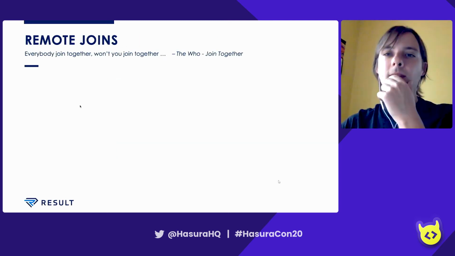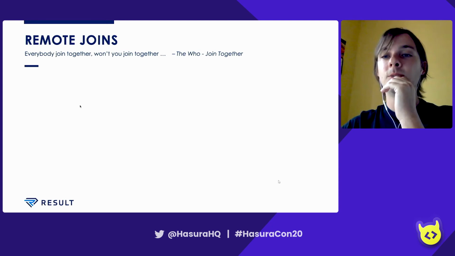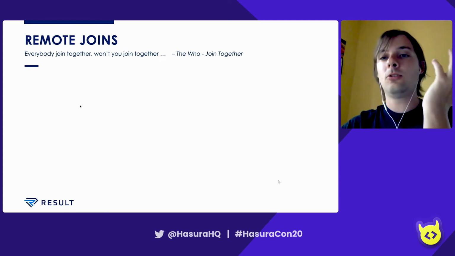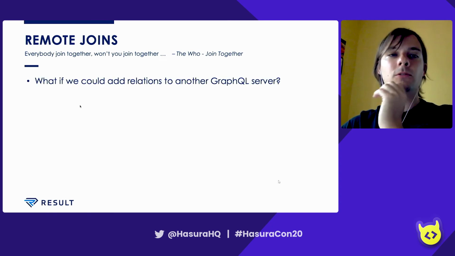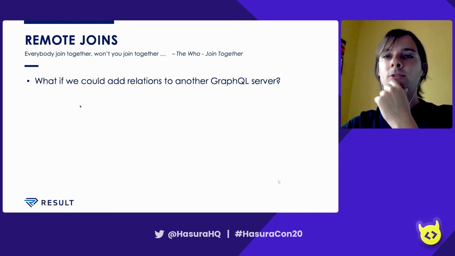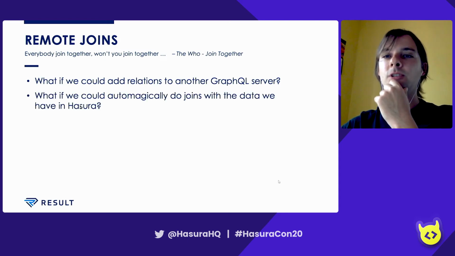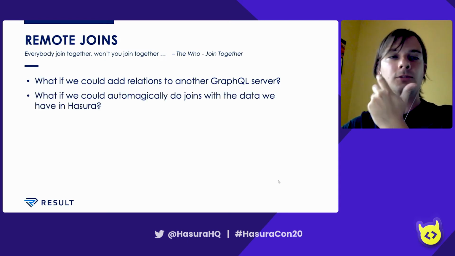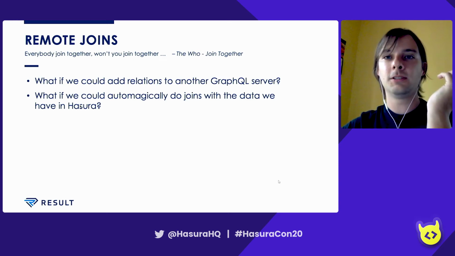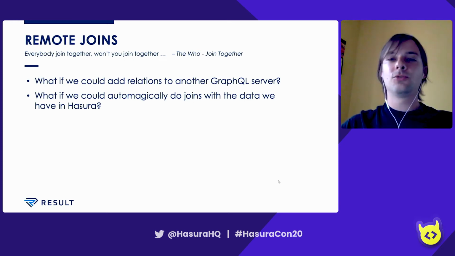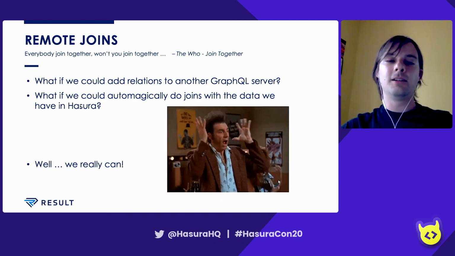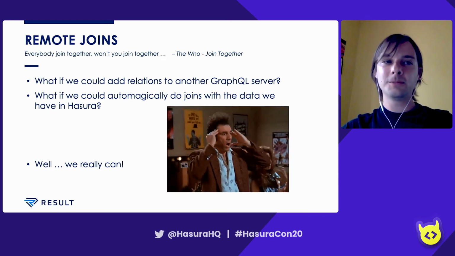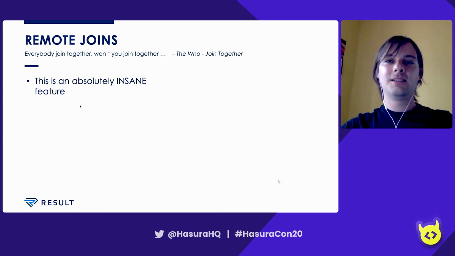So we added another GraphQL server and its schema into Hasura, and our frontend can call all the queries and mutations it needs. But what if we could also add relations to another GraphQL server? What if we could automatically do joins with the data we have in Hasura? So remember that author ID we did? That is basically some sort of foreign key. Well, we can really do that, and it's like a mind-blowing explosion thinking about that. And this is an absolutely insane feature.